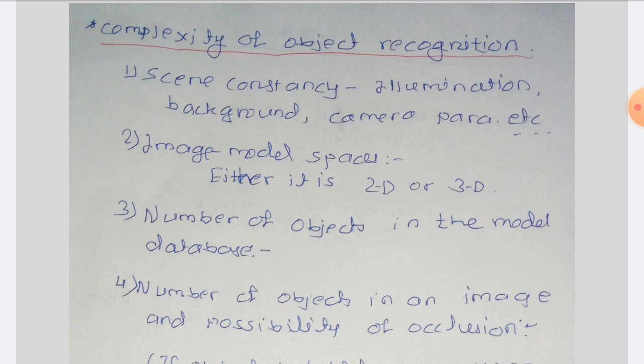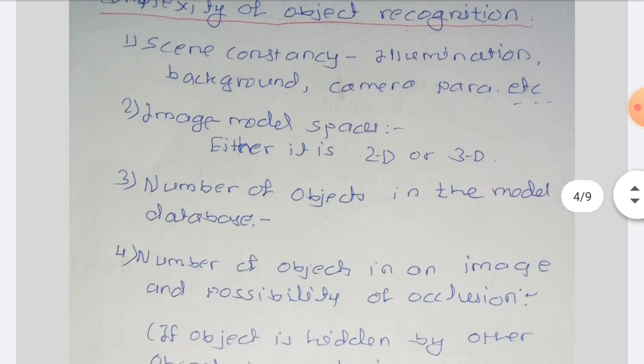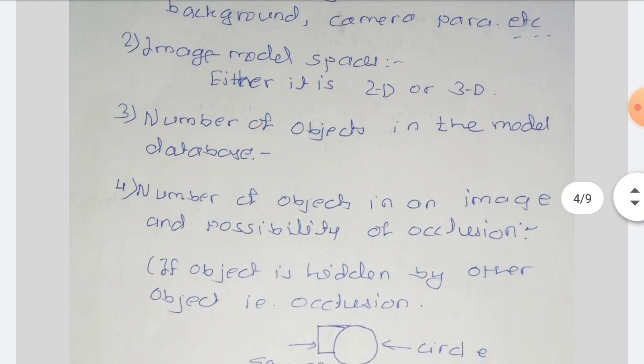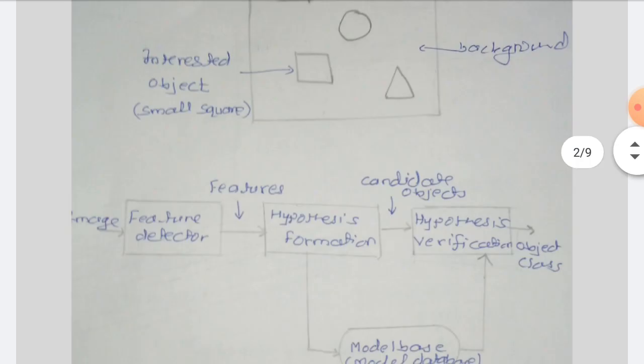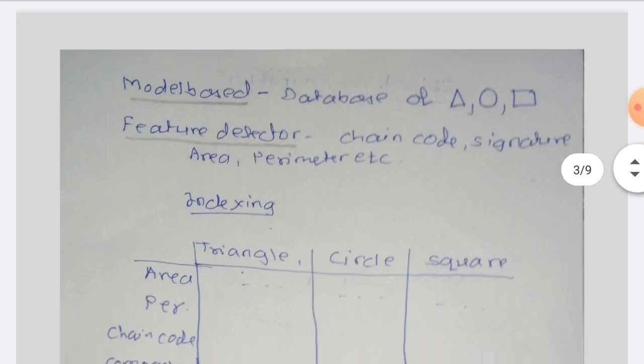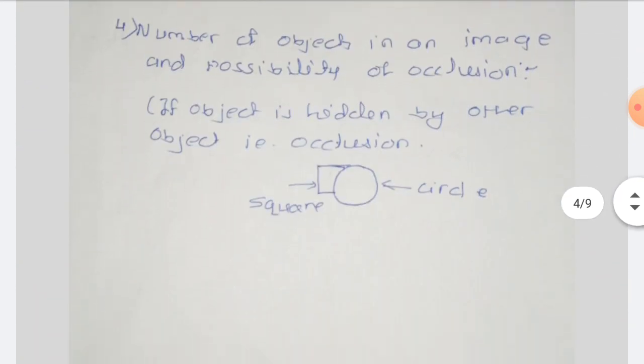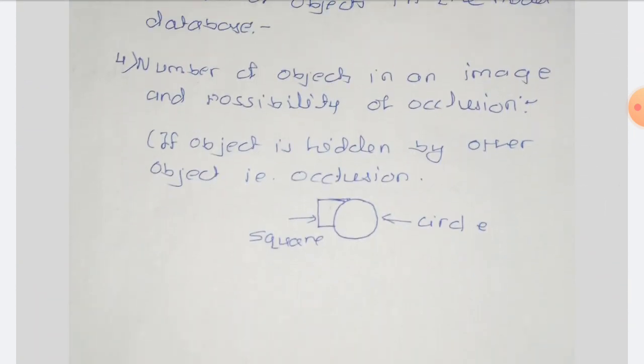The next complexity is the number of objects in an image and the possibility of occlusion. If there is only one object in the image, it may be completely visible. With an increase in the number of objects in the image, the probability of occlusion increases. Occlusion is a serious problem in many vision-based images.